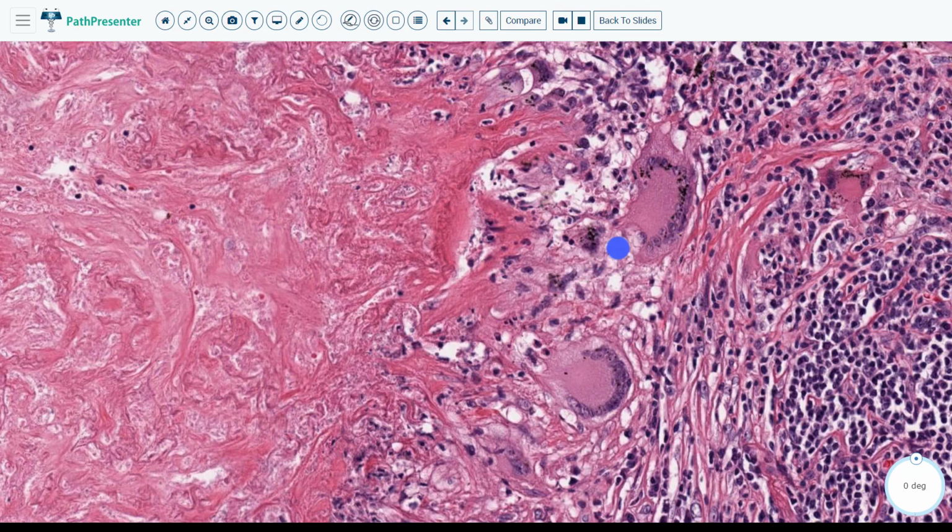In addition, there's a giant cell right here and right here. There is also an epithelioid histiocyte right here. If you look around, you will see more epithelioid histiocytes. Here on the right, there are lymphocytes. This is, of course, a necrotizing granuloma. You can see necrotizing granulomas in both infectious and non-infectious pathologic processes.